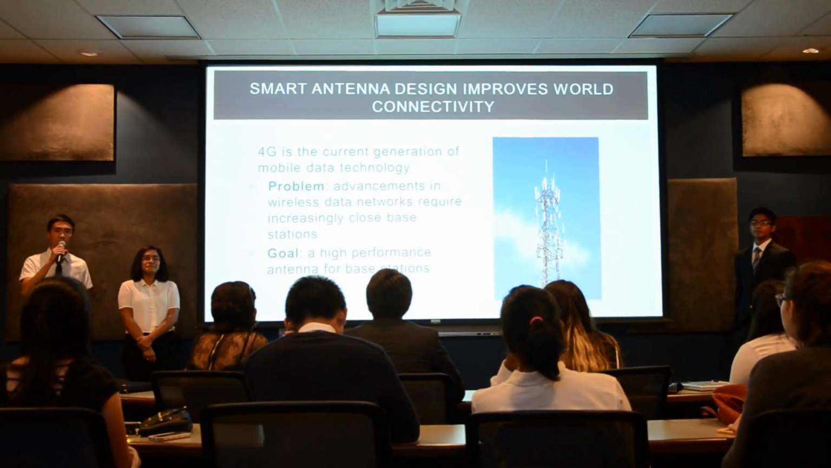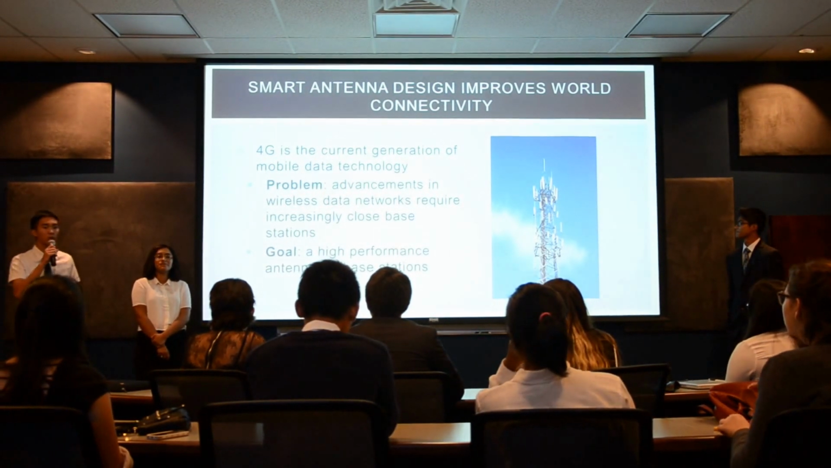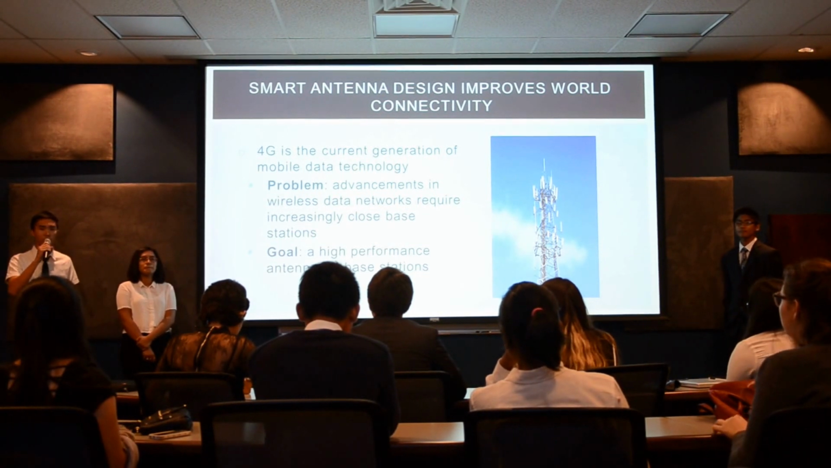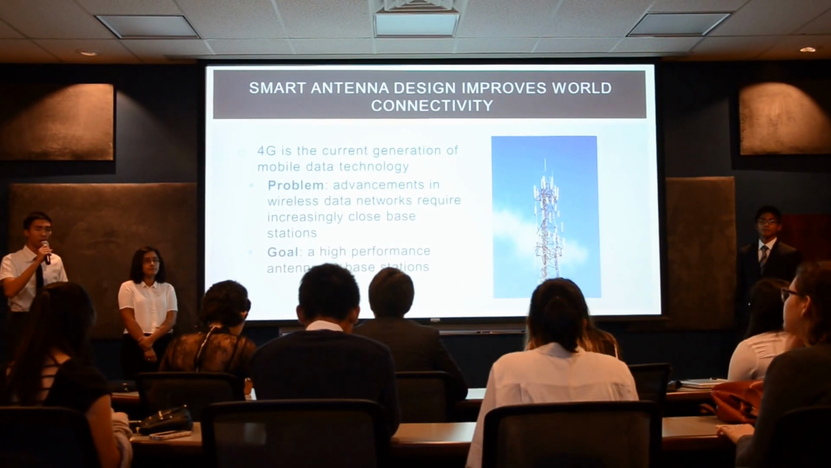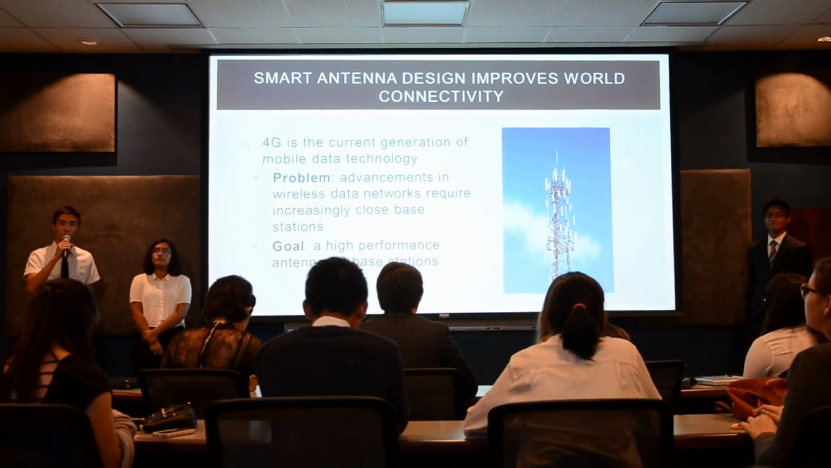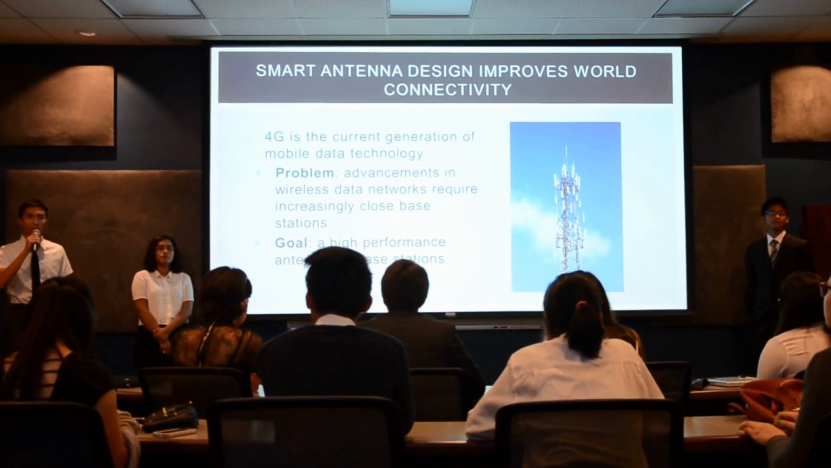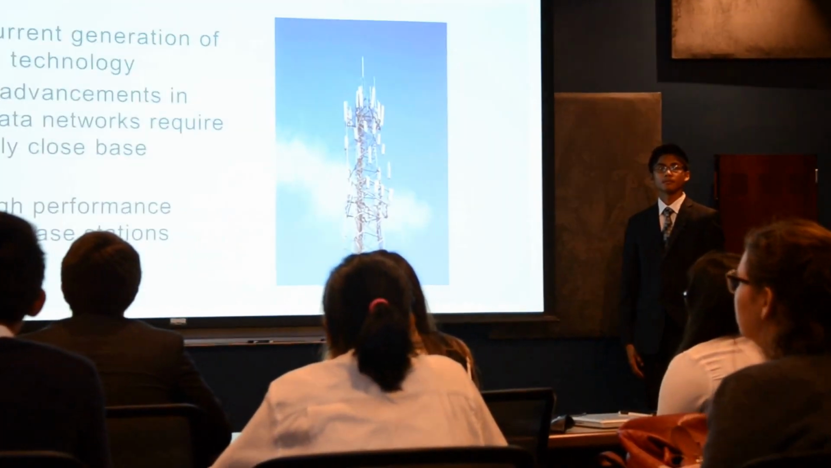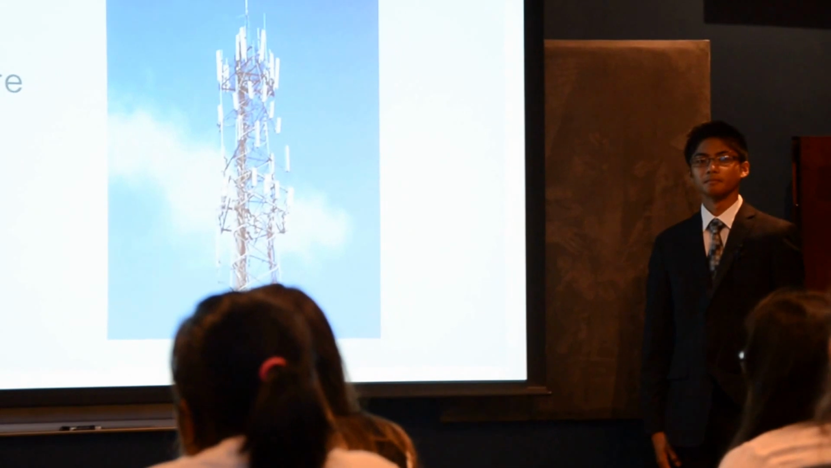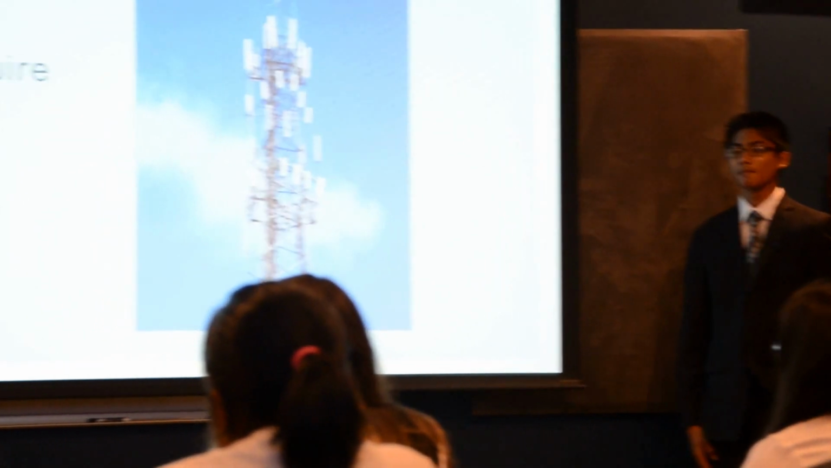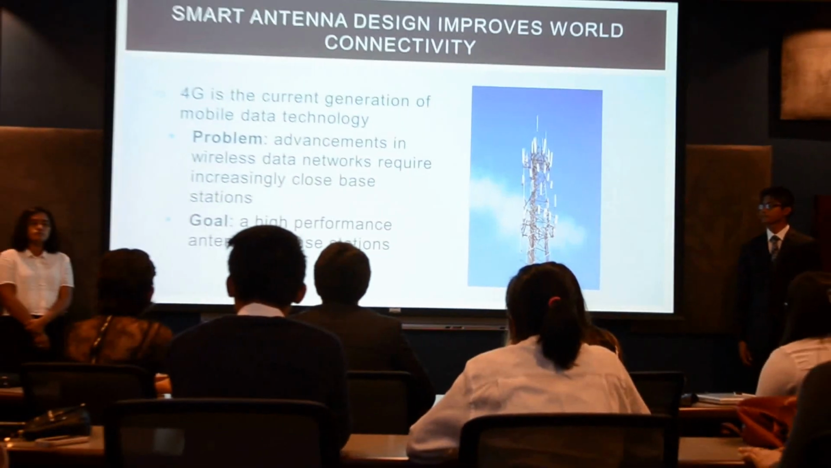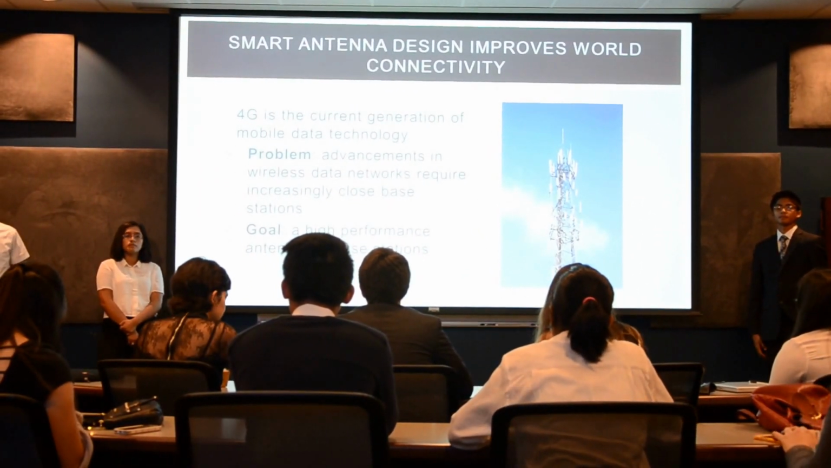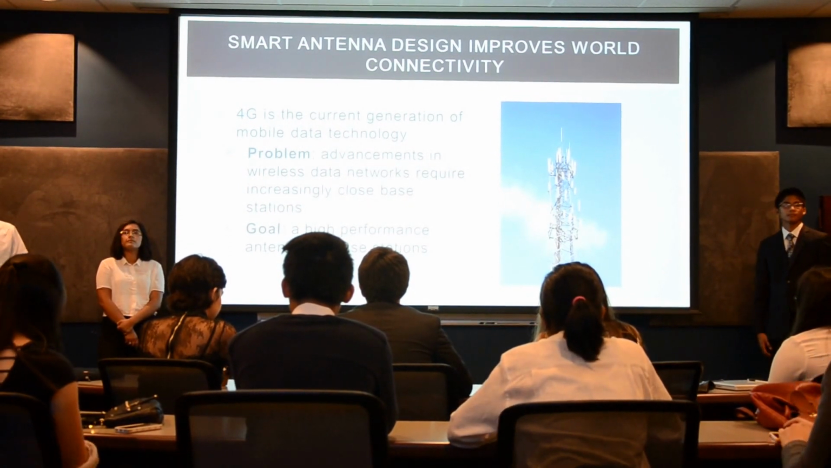So the current generation of mobile data technology is 4G, and 4G was a massive improvement upon 3G, and it improves many users' experience in connecting to the internet, so it really helped to improve the connectivity of the world. The problem we have though, however, is that as advances are made in mobile data technology, the base stations which relay the data signal are having to become closer and closer. And we want to solve this problem by creating a high-performance antenna so that the range of these base stations increases and we don't have to have them every 200 meters or so.